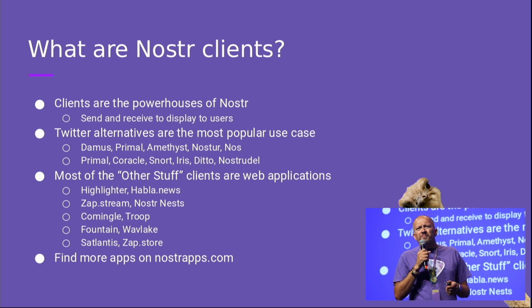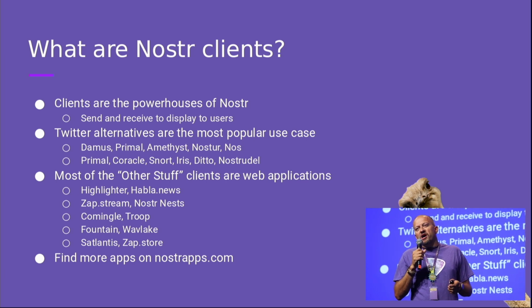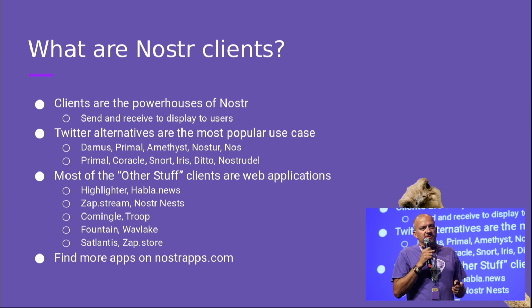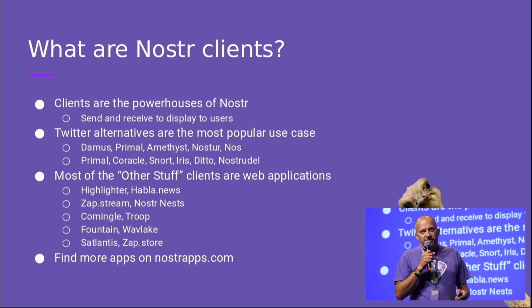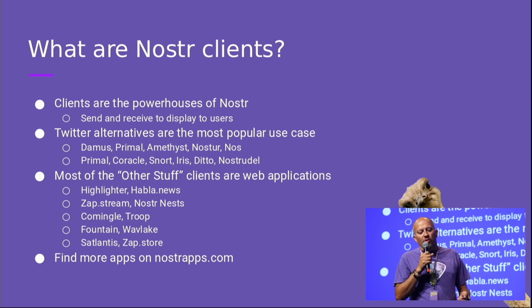Right now, probably the most popular use case is Twitter alternatives. These will be clients such as Damus, Primal, Amethyst, Nostr, Nos. There's a lot of them. Those are applications that people will use on their phones, like for Android and iOS. And then on the web, maybe you'll use clients such as Primal, Coracle, Snort, Iris, Ditto, or Nostrudel.